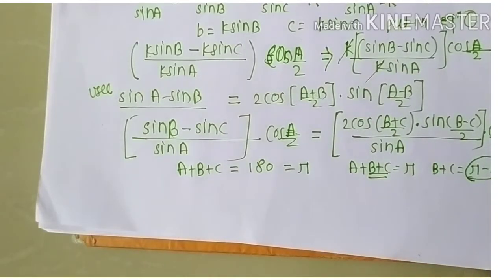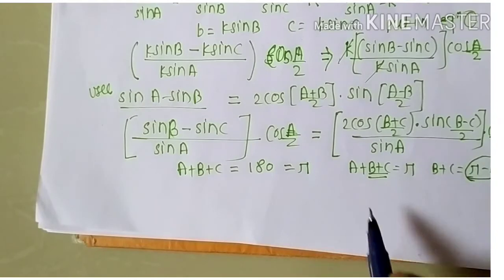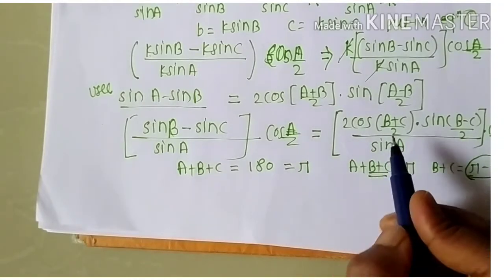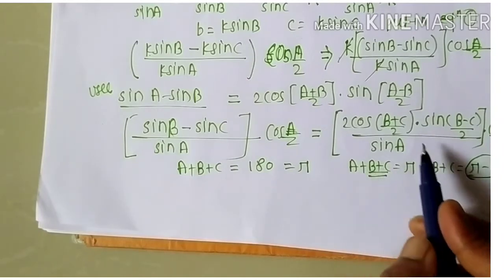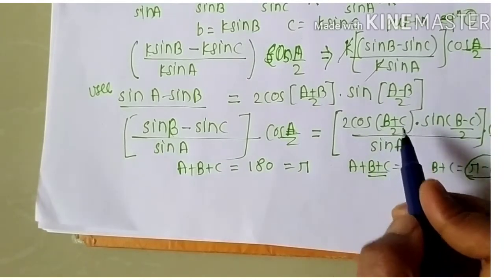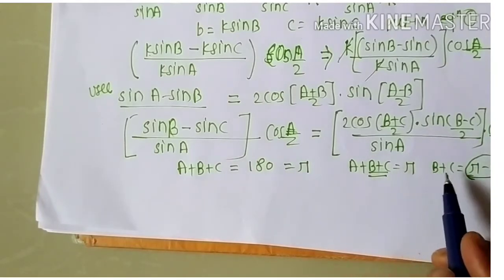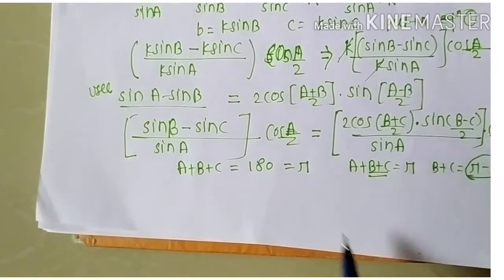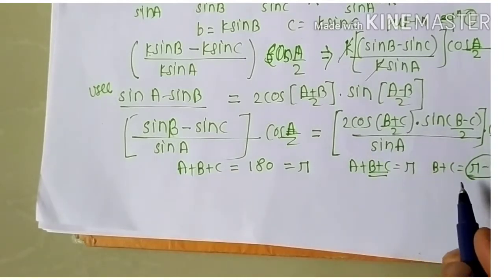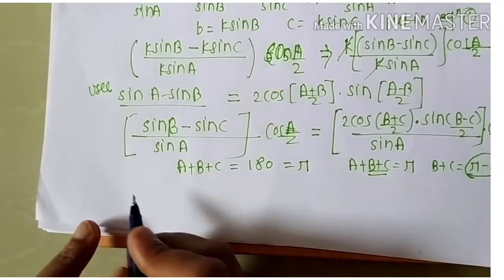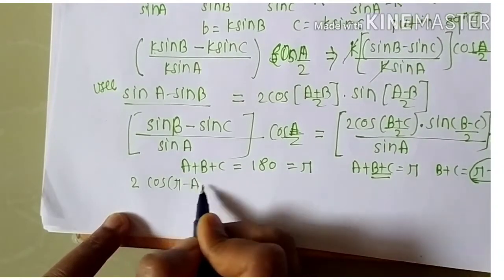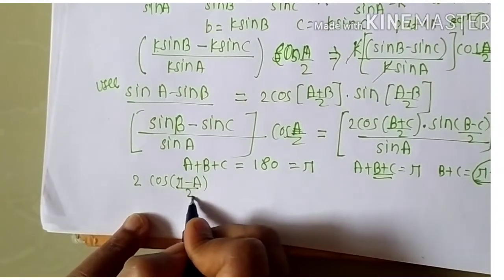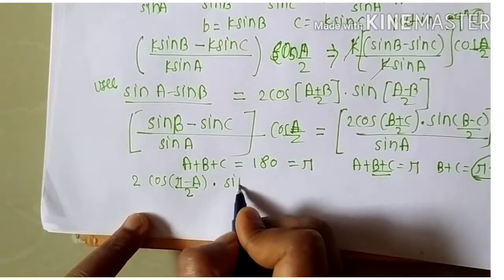Always remember, whenever there is addition of two angles, we always use this result. If b plus c is there, we simplify using a plus b plus c equals pi, and then b plus c equals pi minus a. If it is a plus b, we again use a plus b plus c. Any two angles' addition, we substitute this value in this way. Then here, in place of b plus c, we substitute pi minus a.